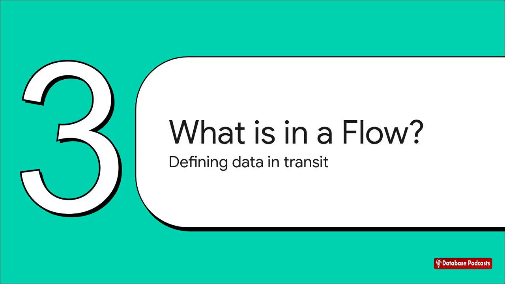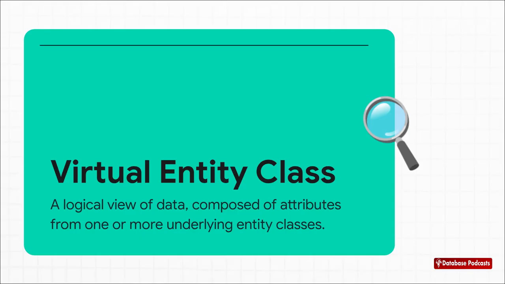So our DFD shows all the pathways, which is awesome. But let's pause for a second. What's actually on those highways? When we draw an arrow and label it order information, what does that little packet of data actually contain? We have to define the cargo. Okay, here comes the official term for this data packet, a virtual entity class.